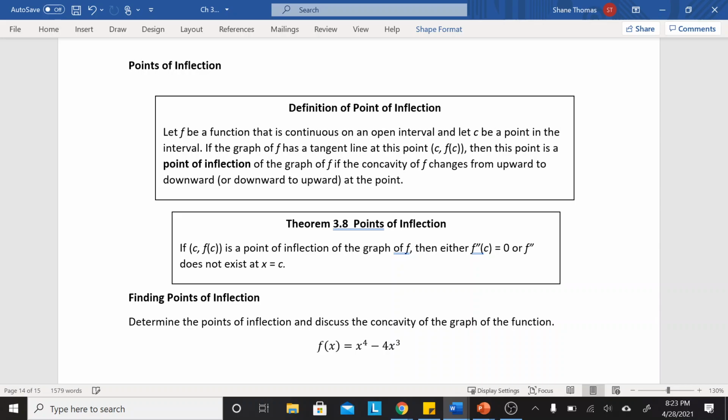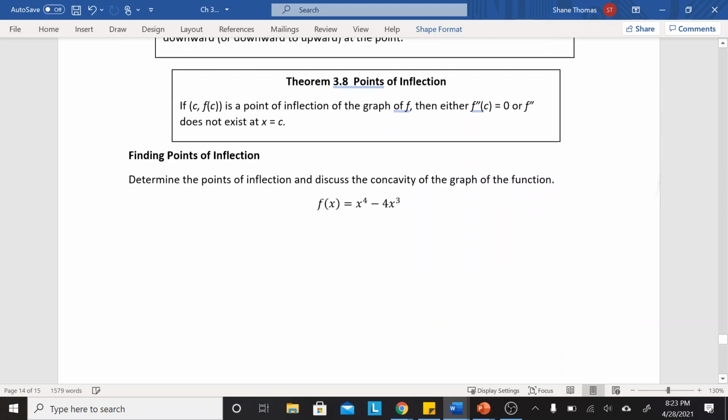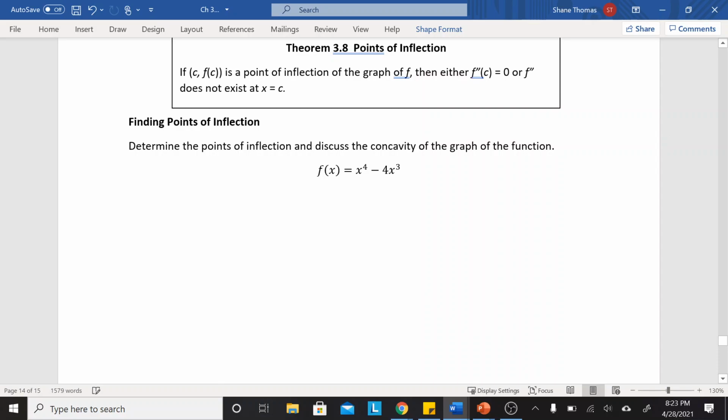So Theorem 3.8 says for our points of inflection, if (c, f(c)) is a point of inflection of the graph of f, then either f double prime of c equals 0 or f double prime does not exist at that point. So basically all these points that we've been finding are what are points of inflection. All right, so to find the points of inflection, we're going to do the same thing. We want to differentiate this twice and check out the intervals.